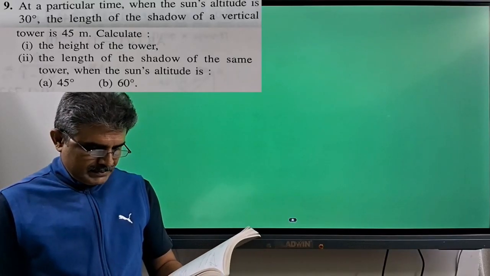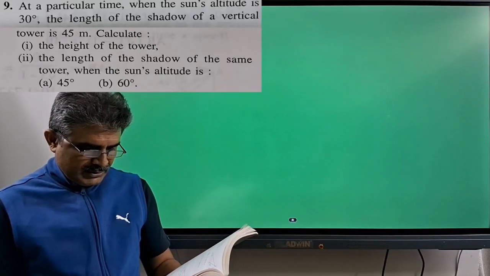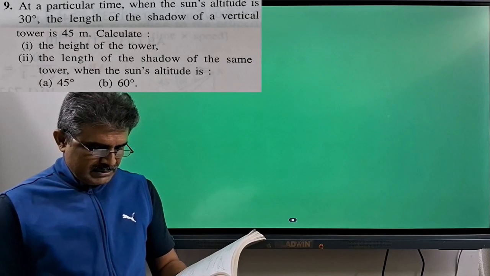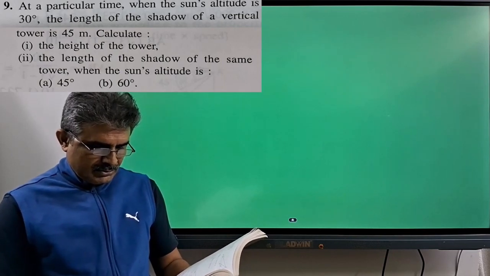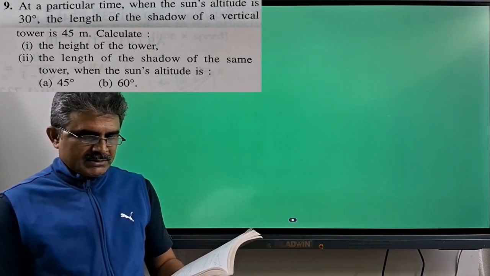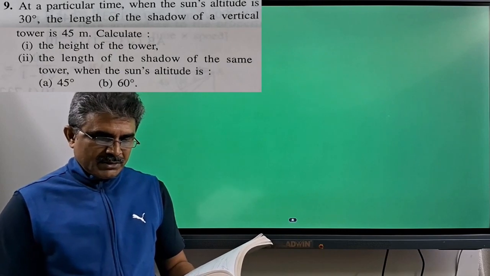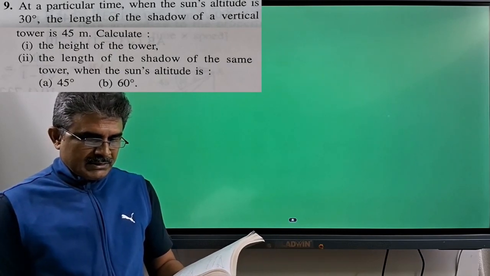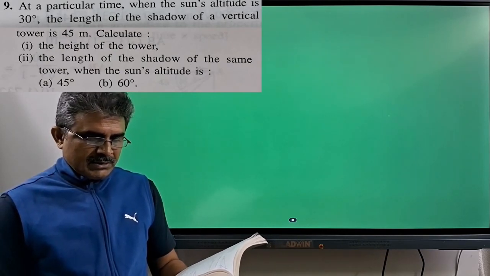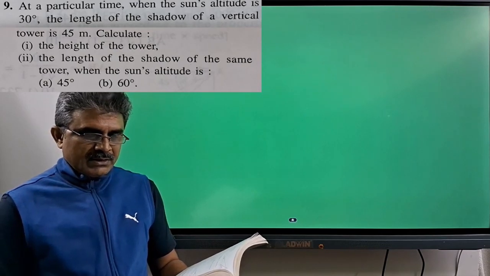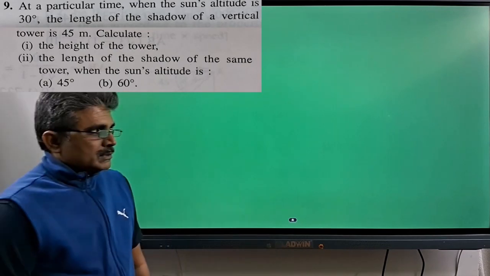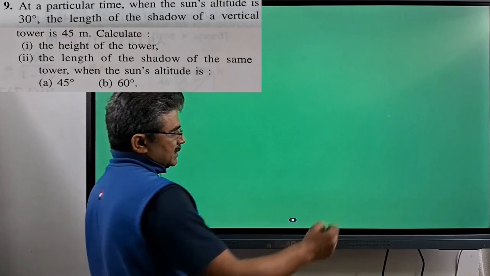Our next question is, at a particular time when the sun's altitude is 30 degrees, the length of the shadow of a vertical tower is 45 meters. Calculate the height of the tower and the length of the shadow of the same tower when the sun's altitude is 45 degrees and 60 degrees. So it is given that a tower is there.